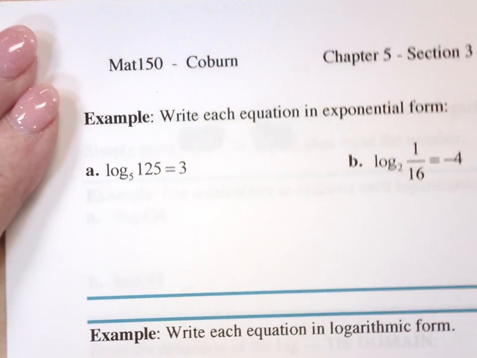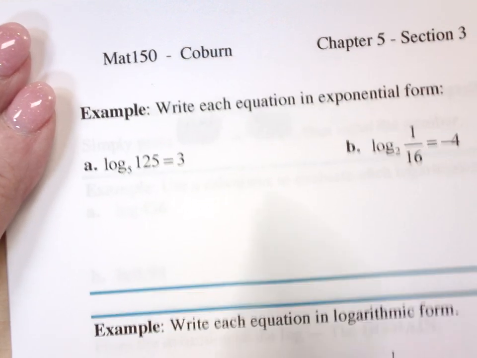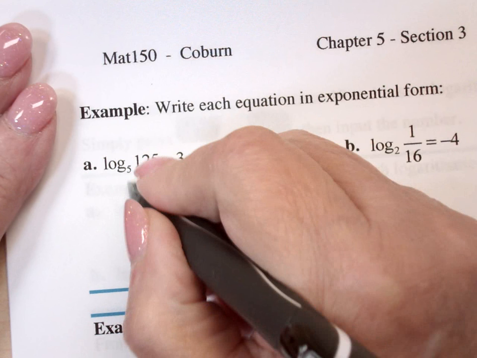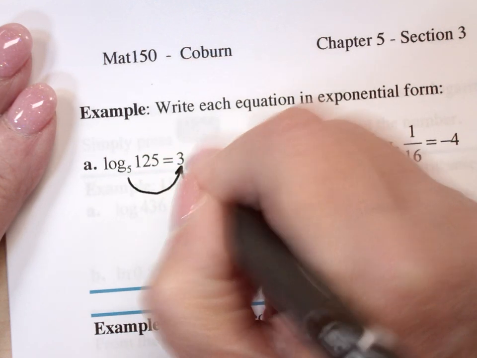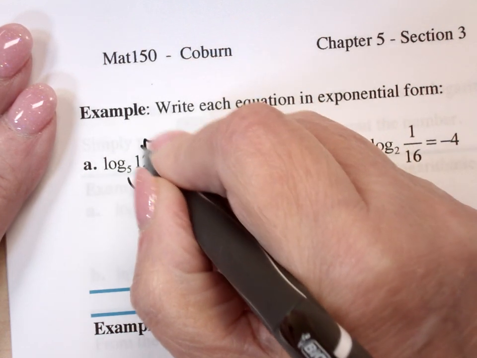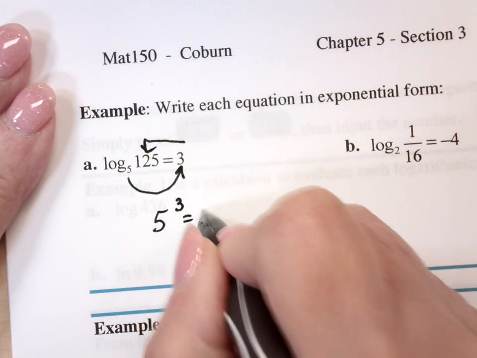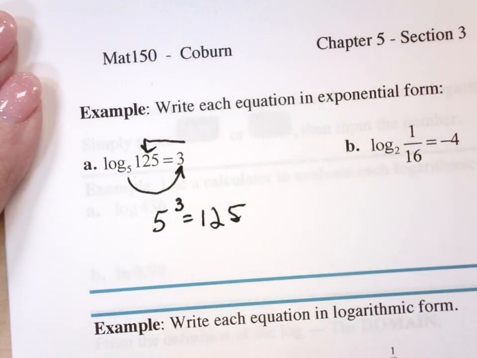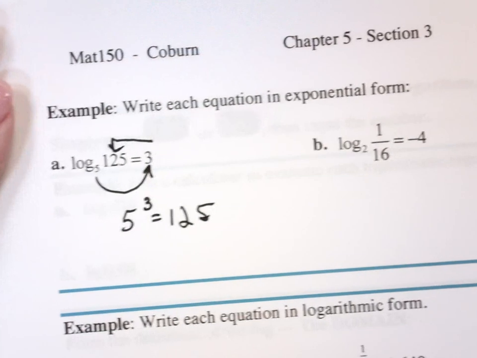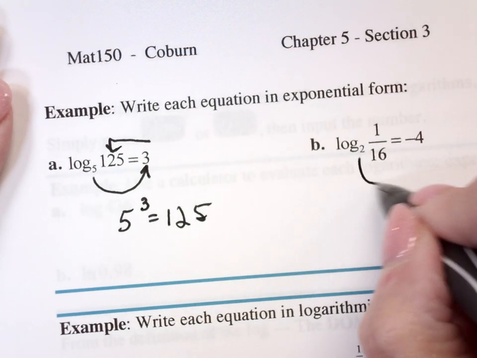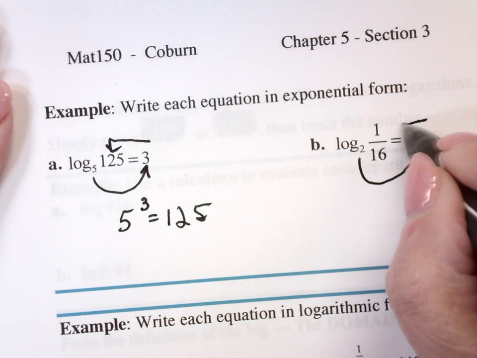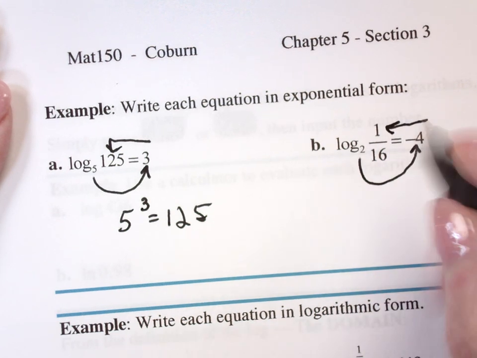Write each equation in exponential form. I go through the equal sign, so 5 cubed comes back through as 125. So it should be a true statement. Two raised to the negative 4 is 1 over 16.